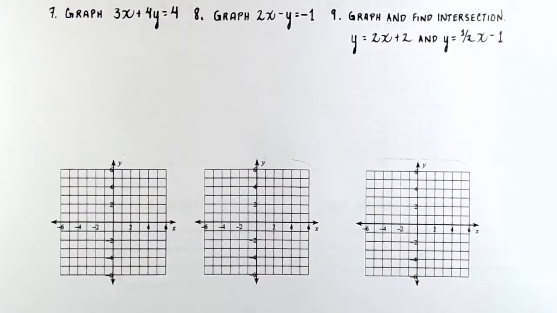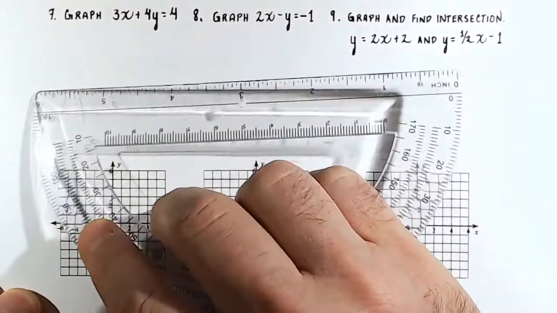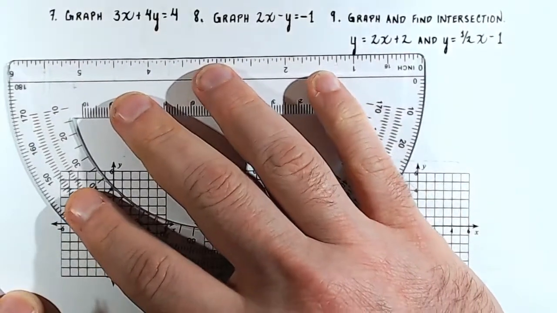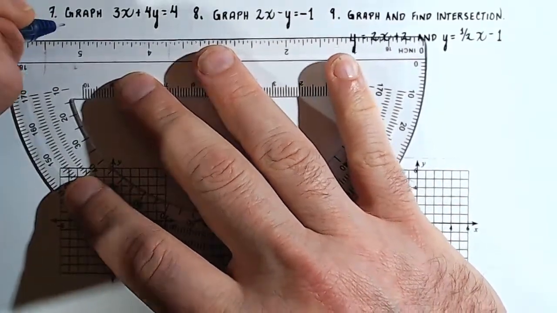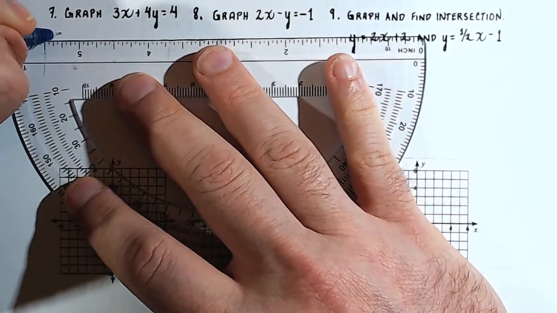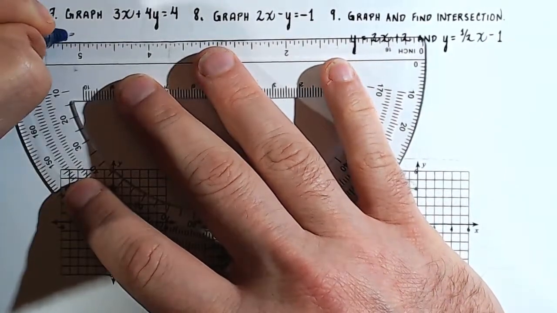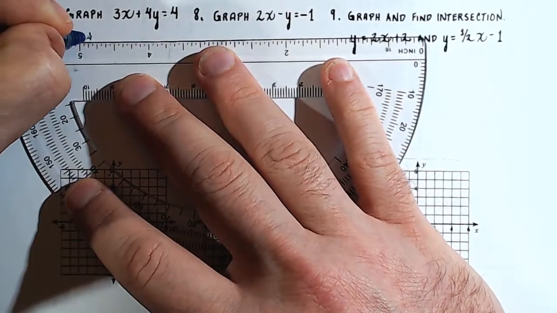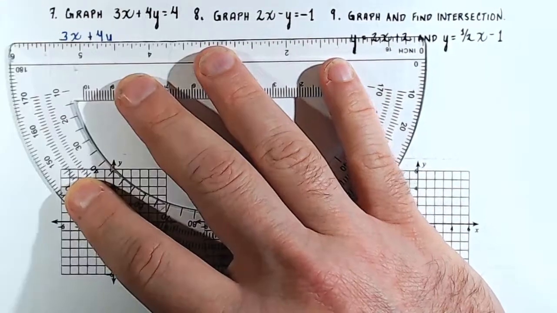Look at problem number 7. It asks us to graph 3x plus 4y equals 4. Well, first thing to do is write it again, so we have some space to work. 3x plus 4y equals 4.